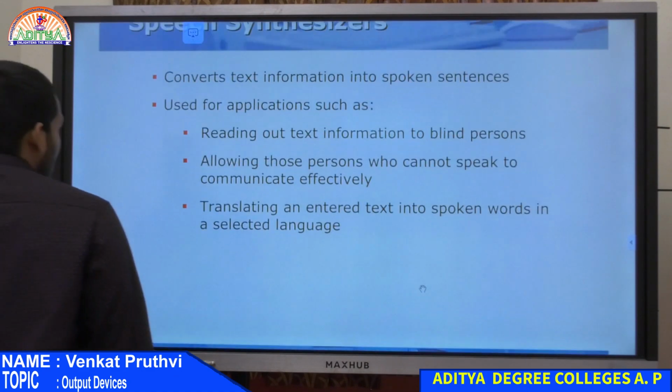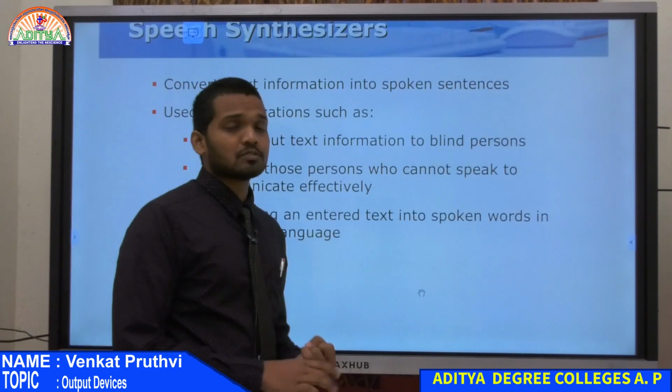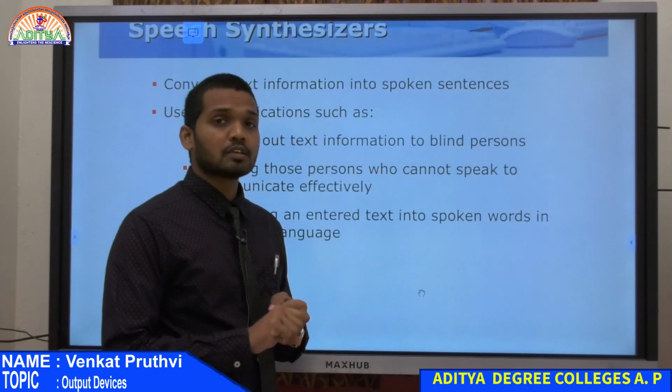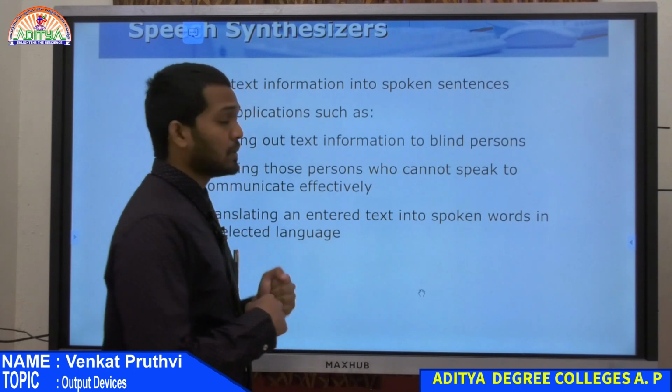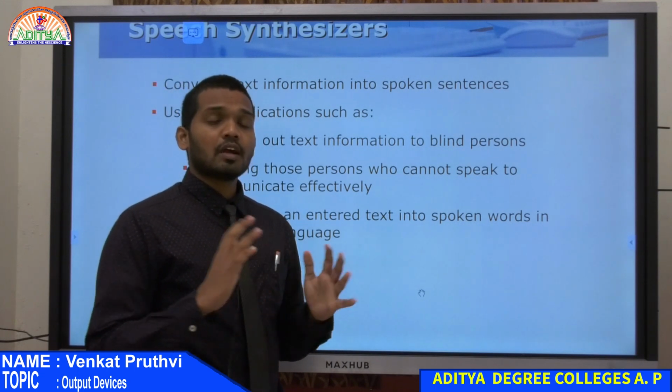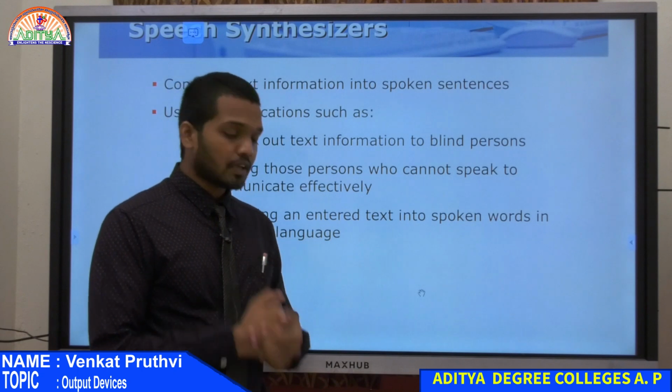So these are the different output devices that we have. The first thing is monitors, then we saw printers, plotters, then we have the speech synthesizers. So these are the different kinds of output devices we have.